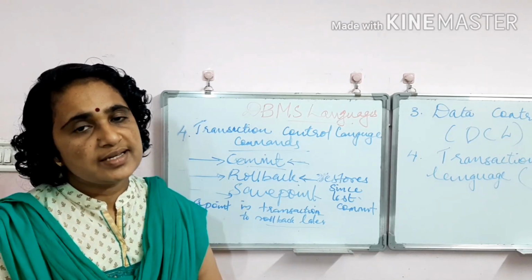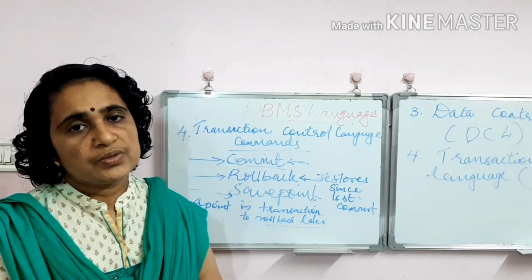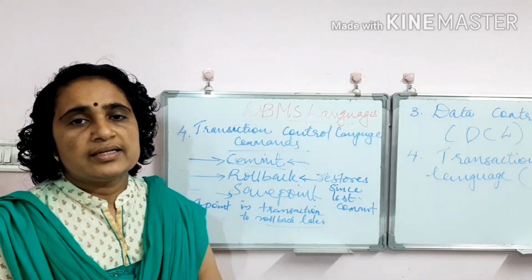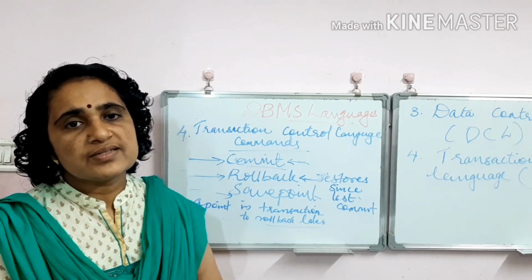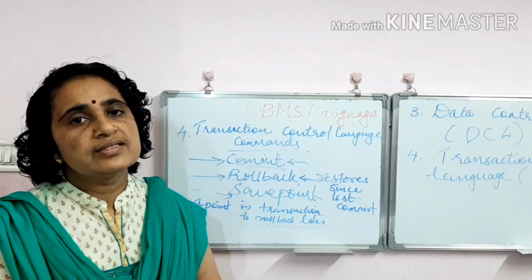And the third one is data control language. It is used to grant and revoke privileges to different users. And the last one, or the fourth one, is transaction control language. It includes commit, rollback and save point.